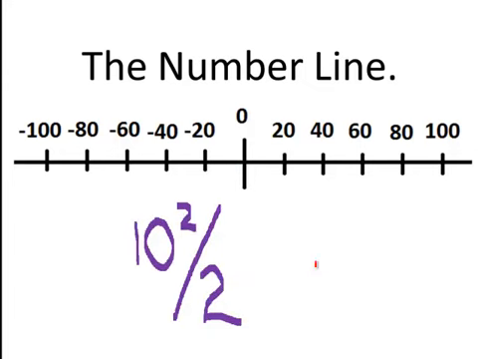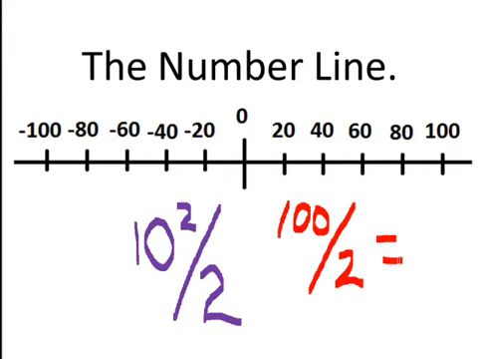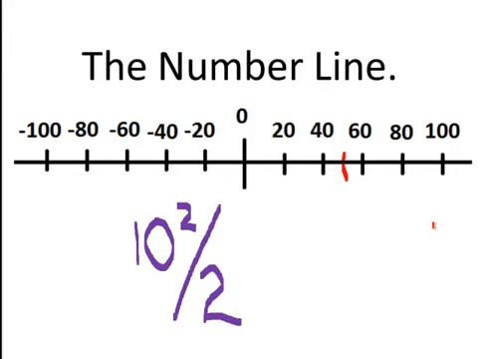10 squared halves. Well, the order of operations tells us the first thing we need to do is raise to the exponent power because there are no parentheses. So 10 times 10, that's just 100. And 100 divided by 2, that's just 50. So 10 squared halves would go there on the number line.